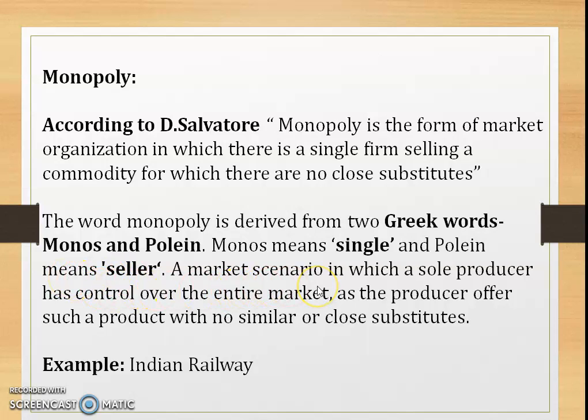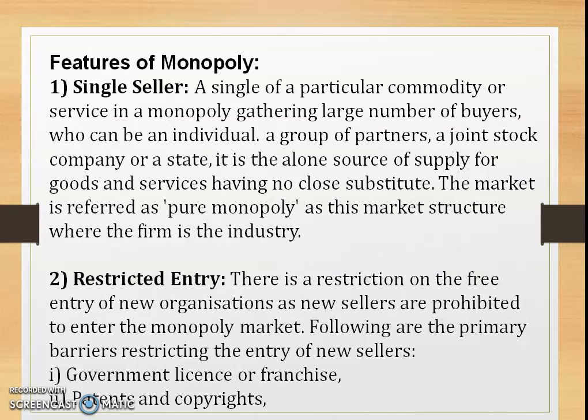The market scenario in which a sole producer has control over the entire market, as the producer offers a product with no similar or close substitute, is nothing but the monopoly. So there won't be any close substitute. That is a unique product. For example, the Indian Railway. The next example could be TNEB, the electricity board, where the electricity is from one agency, isn't it? So that is also a monopoly.